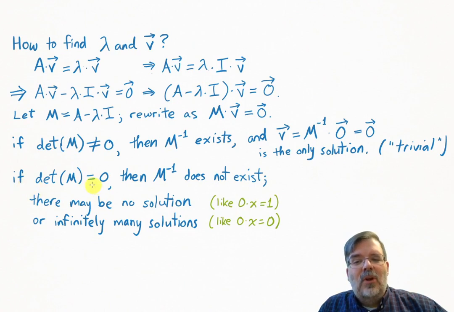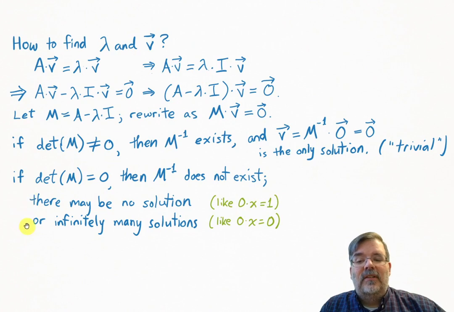So in this case, we'll actually be really interested in the case where the determinant is equal to 0. The reason we're interested in that is that if the determinant is equal to 0, that tells us M inverse does not exist, and that metaphorically opens a door to non-trivial solutions, to additional solutions. Now, just because M inverse does not exist, that doesn't mean that there's necessarily no solutions. If M inverse doesn't exist, there are two possible cases.